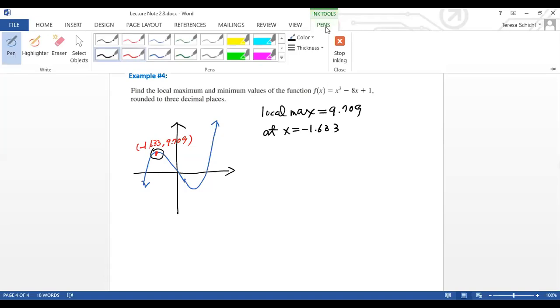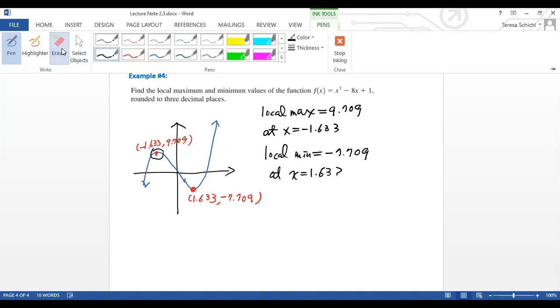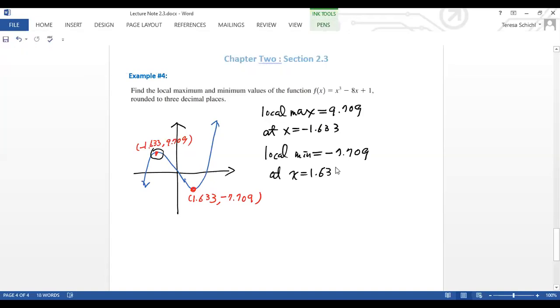Also from Desmos, we find this point, which tells us this is 1.633, and the y value is negative 7.709. So that's how we write it: the local min is equal to negative 7.709 at x equal to 1.633. That's a better way of writing it.